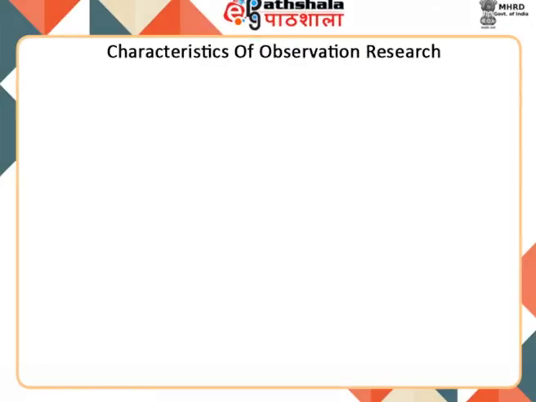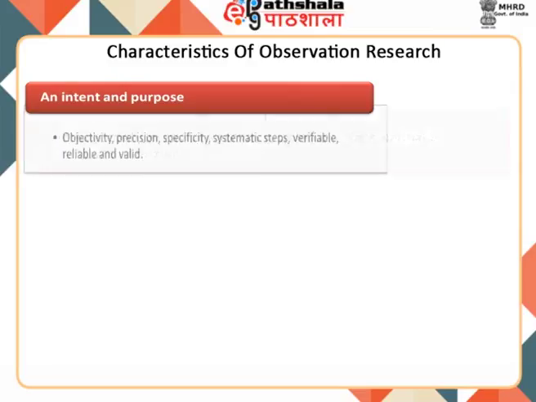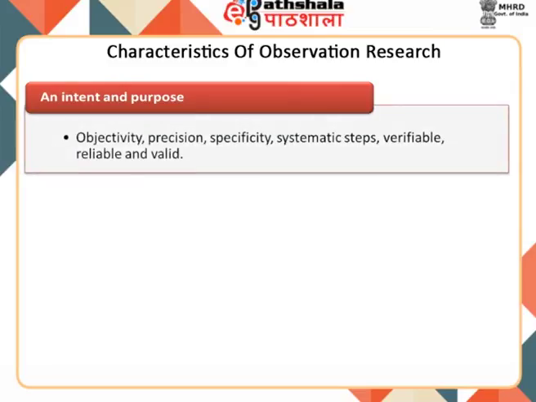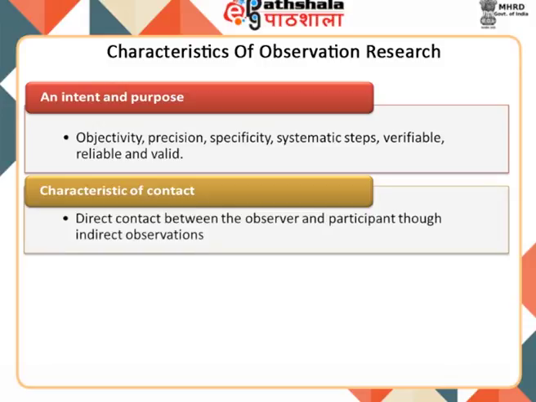The characteristics of observation technique in general and as a method used in the qualitative realm of research are presented as follows. An intent and purpose. Observation as a scientific study seems to provide the characteristics of objectivity, precision, specificity, systematic steps, verifiable, reliable, and valid. Characteristic of contact. Another characteristic is that it usually involves direct contact between the observer and participant, though indirect observations by observing video and audio tapings can also be made.